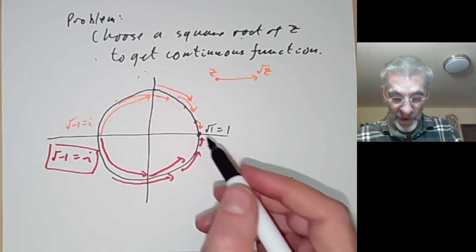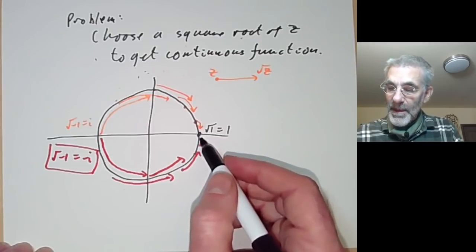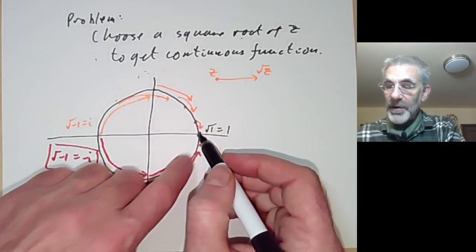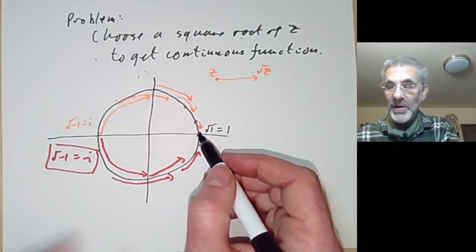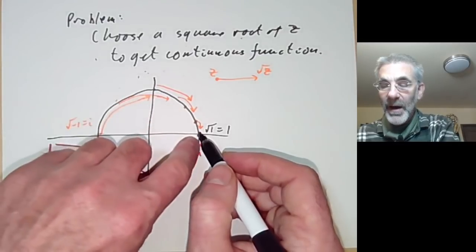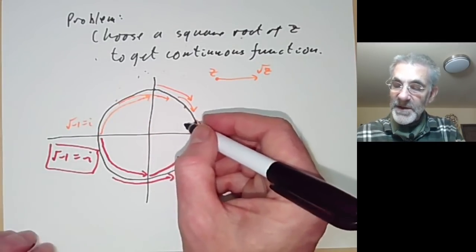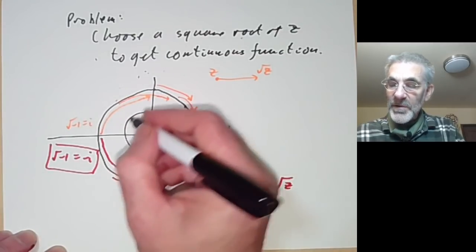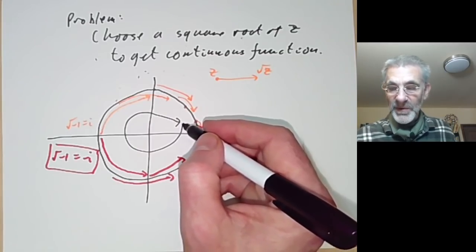You notice the problem is caused by the fact that whenever you go round the origin, the argument of a complex number in some sense increases by 2 pi, so half the argument will increase by pi. And this means that if you try and define the square root on any loop that goes around the origin, when you come back, you will find you've got minus the thing you thought was the square root.